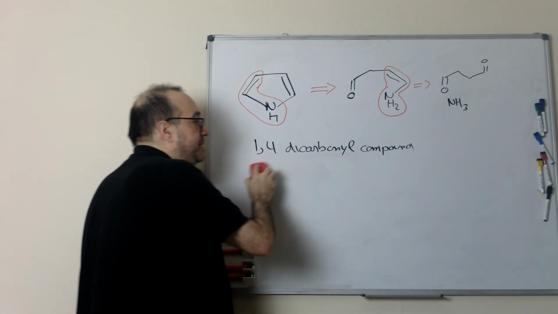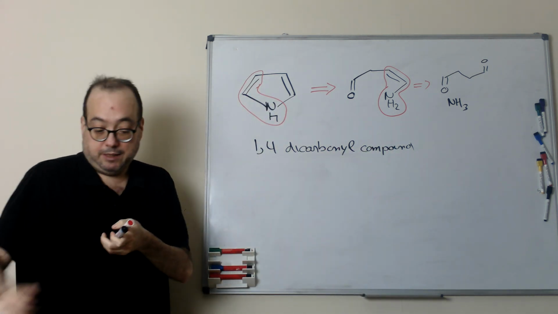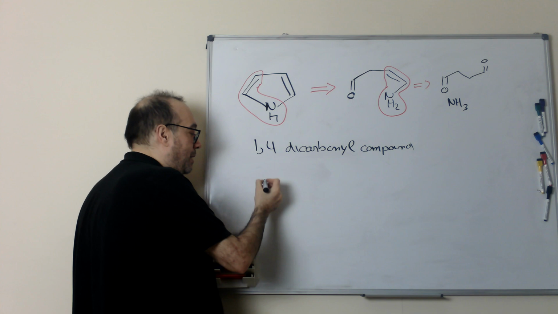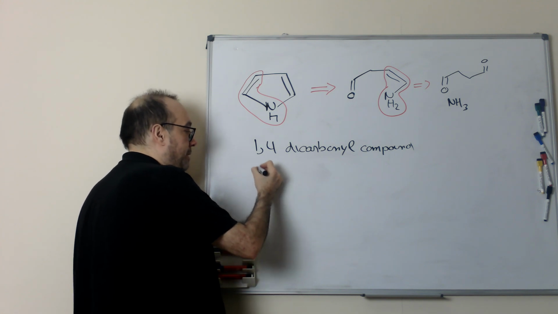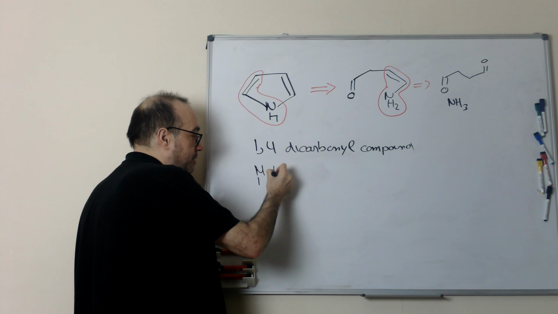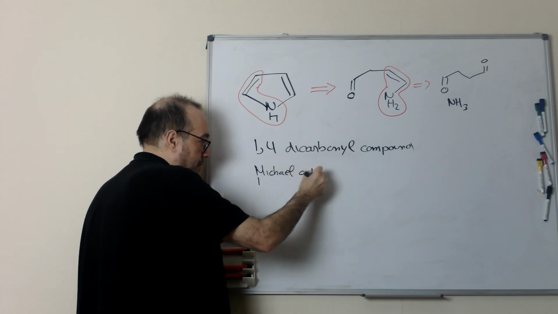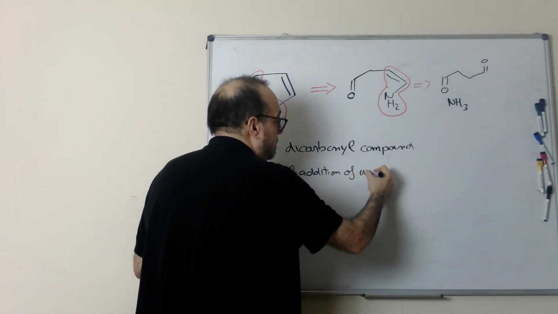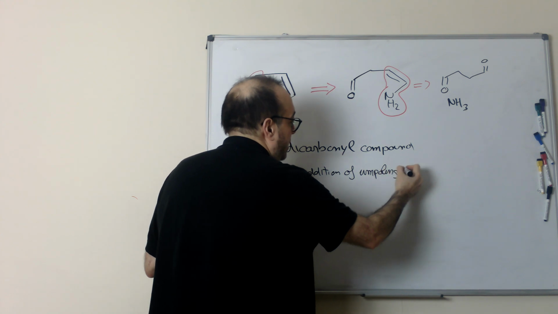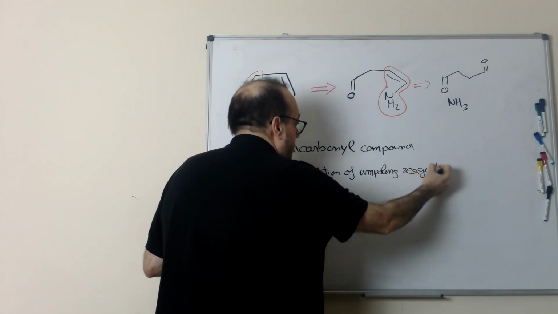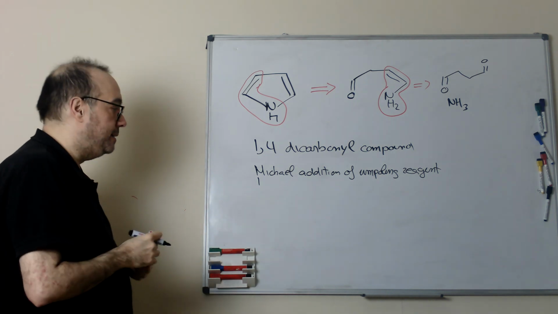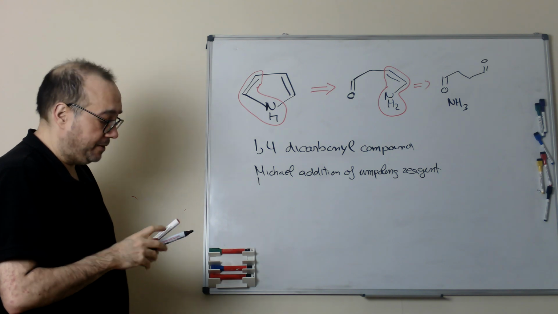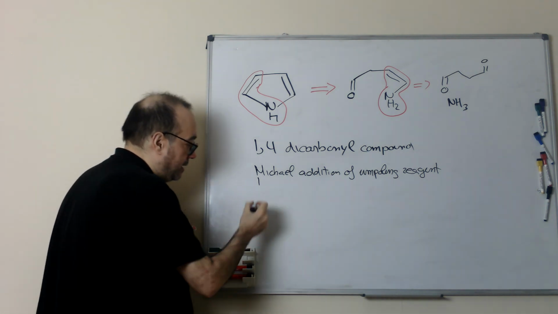How can we synthesize the 1,4-dicarbonyl compound? Bruno explained it in his lessons, but basically the most common way to synthesize a 1,4-dicarbonyl compound is by a Michael addition of a Paal reagent. Remember what Paal means: we inverted the normal chemistry, we inverted the reactivity.